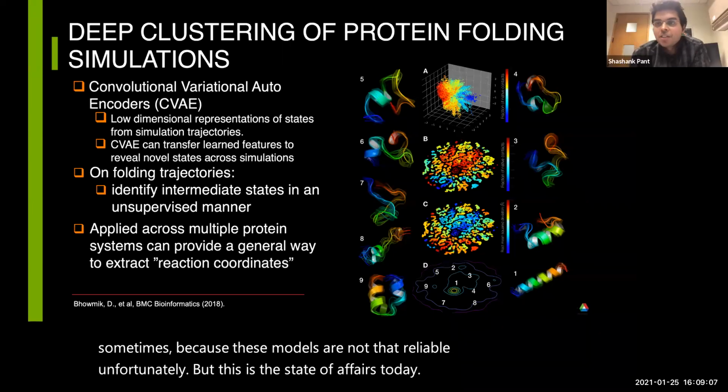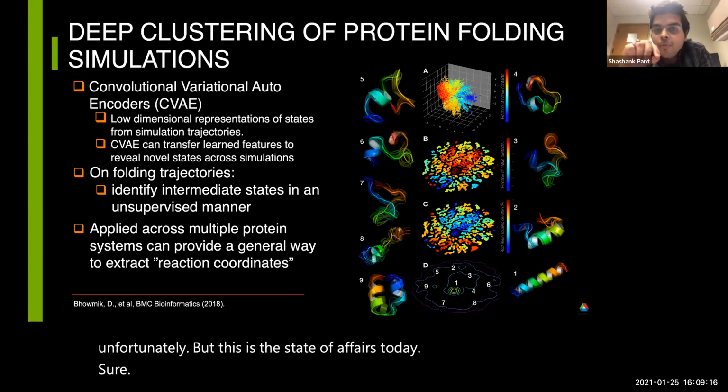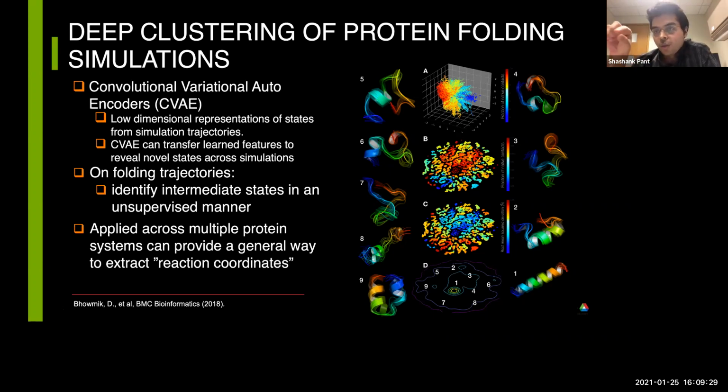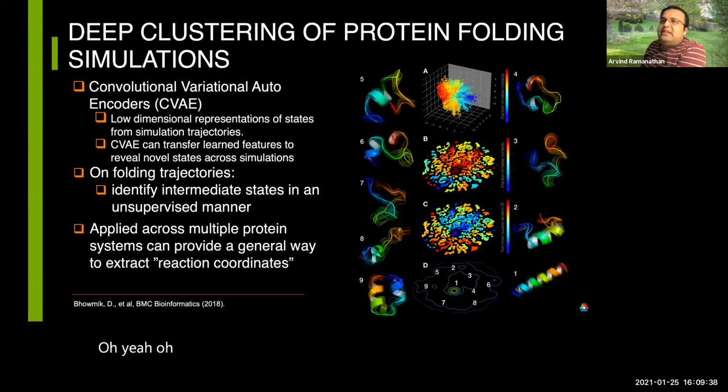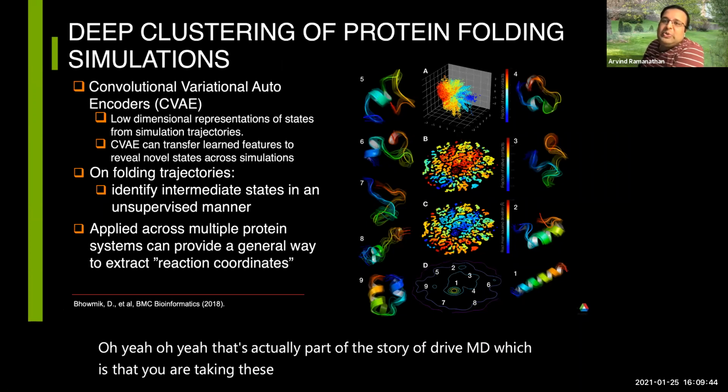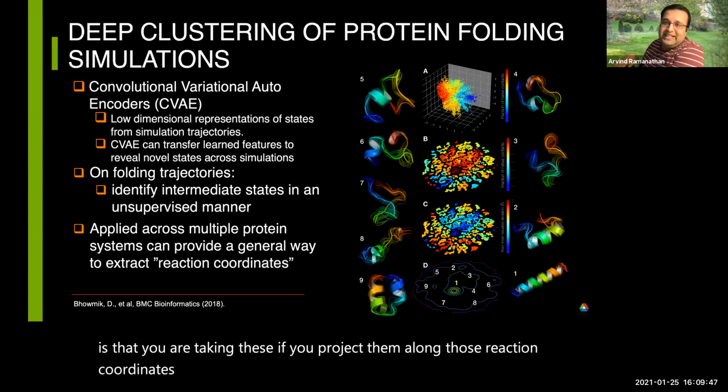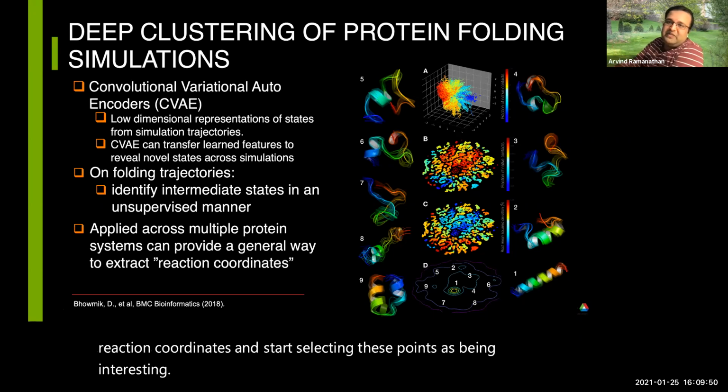Yeah, I think you partially answered my question, but just for the sake of clarity, for myself, what I was curious about is, when you show these manifolds and you talk about if we move from blue to red or red to blue, we can do folding, unfolding, like we are moving from one state to another state. So what if we move along this particular line and take those points as a reaction coordinate to drive our simulations? So can we do that? Oh yeah. That's actually part of the story of DeepDriveMD, which is that you're taking these, if you project them along those reaction coordinates and start selecting these points as being interesting, you could start off simulations from there and see what happens.